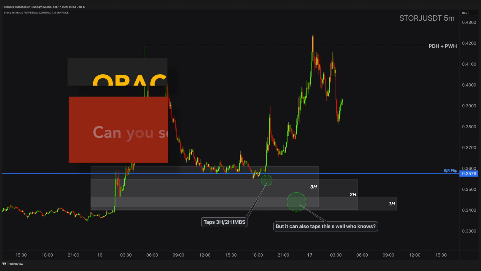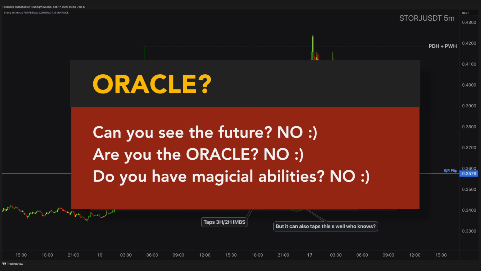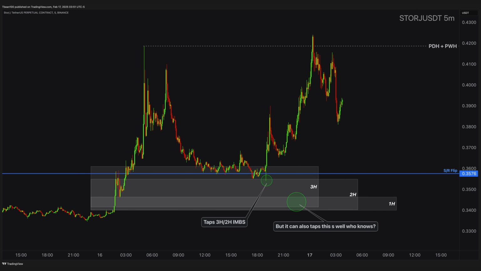Okay, can you see the future? I don't think so. Are you the oracle from Matrix? No, I don't think so either. Do you have kind of magical abilities to guess what will happen next? I'm not sure you can. So, you have no idea what will happen next. Price can easily deep dive here into this 1 hour imbalance area before the rally. Nobody knows the future.